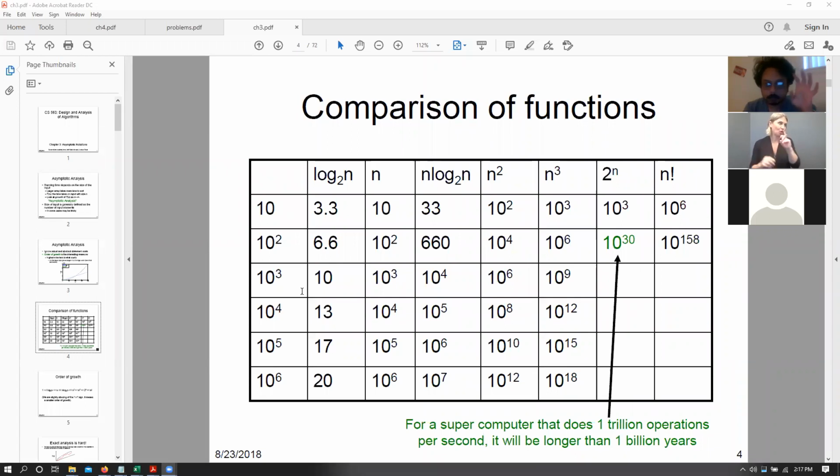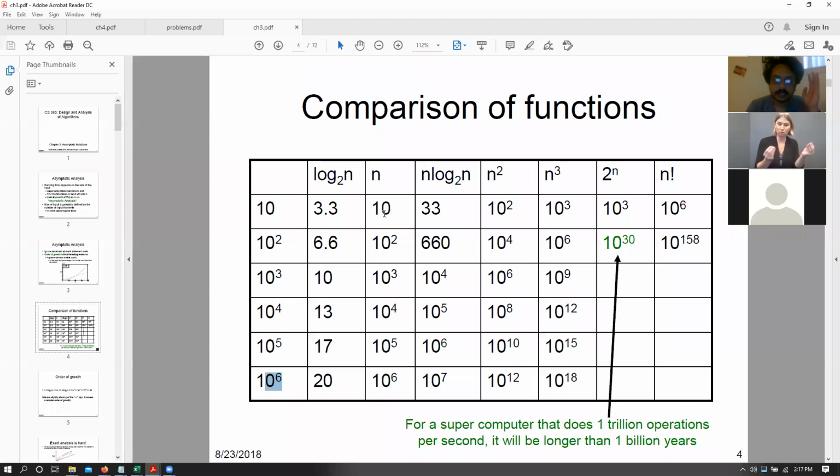Now, before we move into some proper analysis, let's look into some general algorithm complexities and how they increase over time. Let's say that this particular row is 10, 100, 1000, 10,000, and 1 million and so on. And let's say that the left-most column is your number of values that we are working with, n essentially.